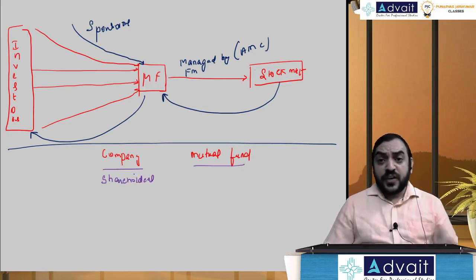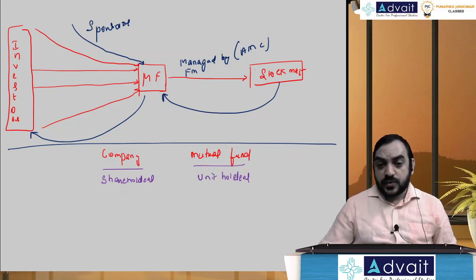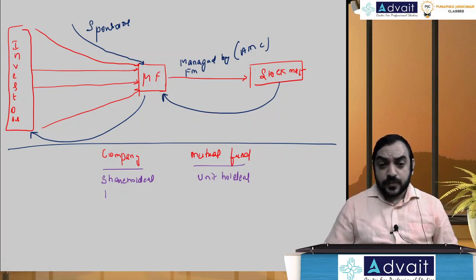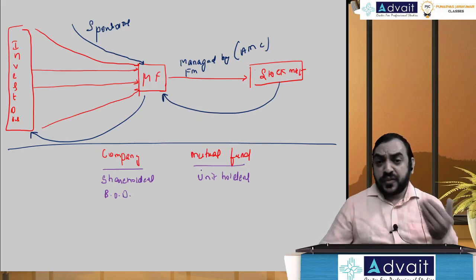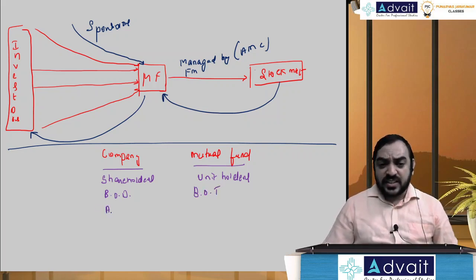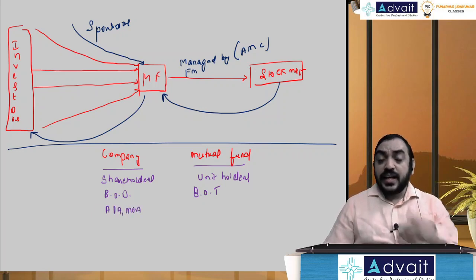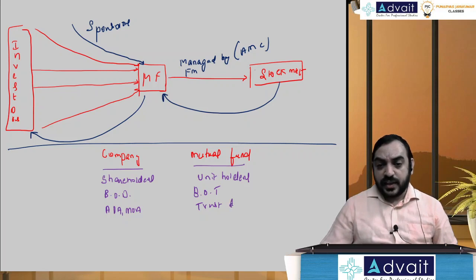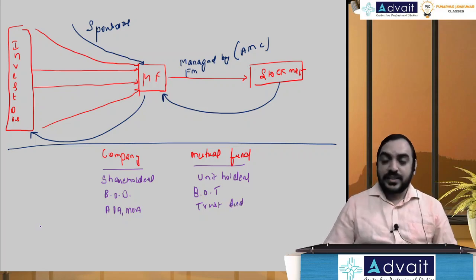In a mutual fund, we don't have shareholders because they are not really shares. We call them investors. No, they are called unit holders. And a company is managed by a board of directors, and a mutual fund is managed by a board of trustees. It's basically a trust. So a company will have articles of association, memorandum of association, the guidelines for them to run. A mutual fund will have a board of trustees, so they will have a trust deed among the board of trustees.